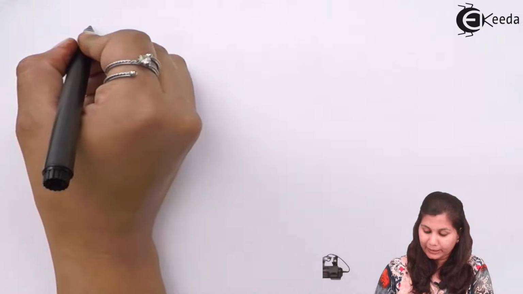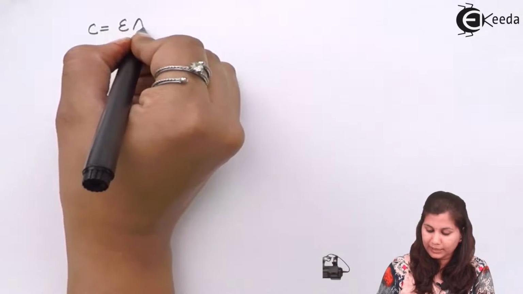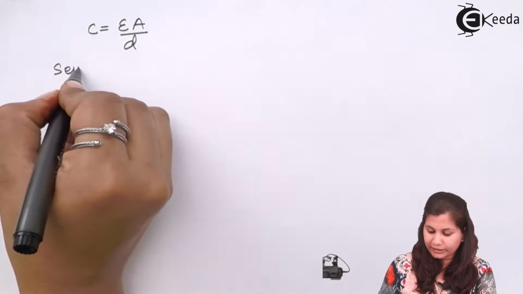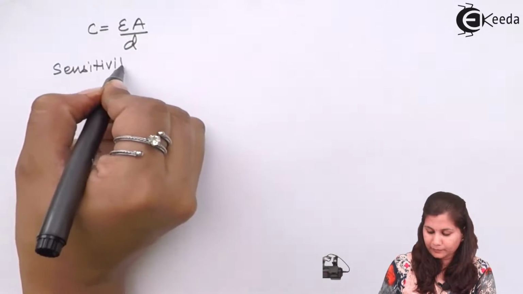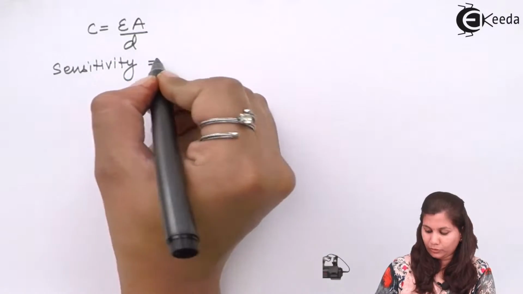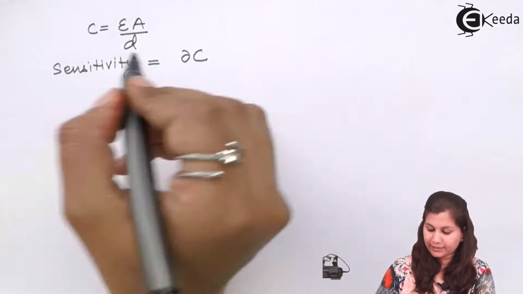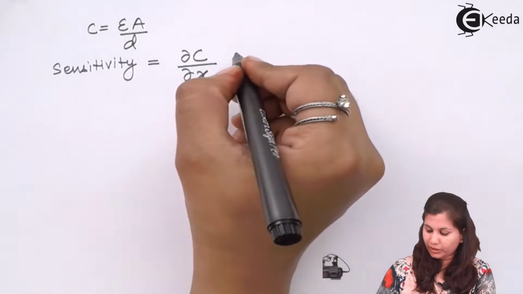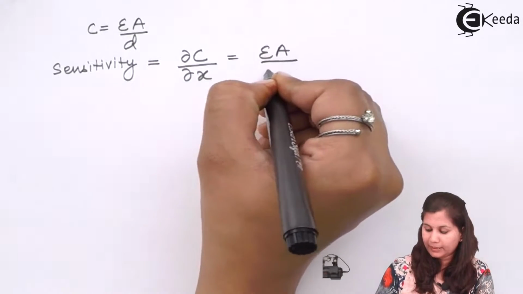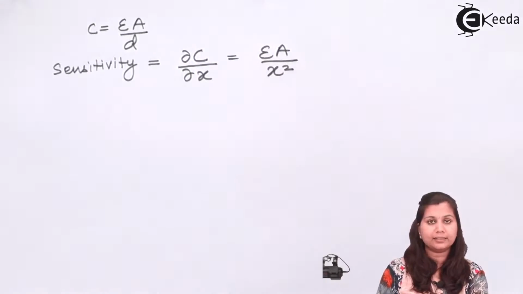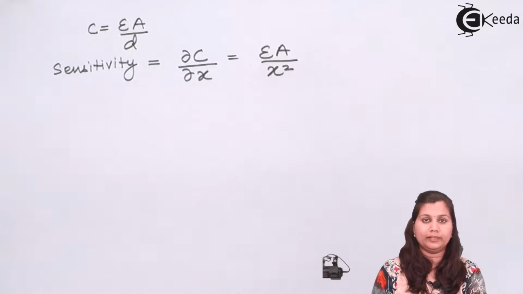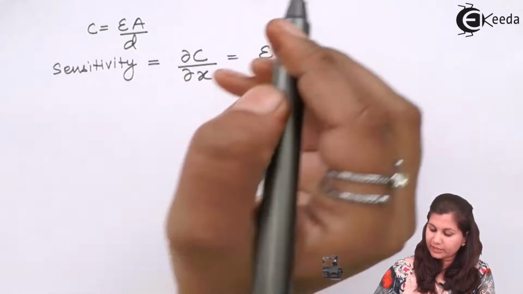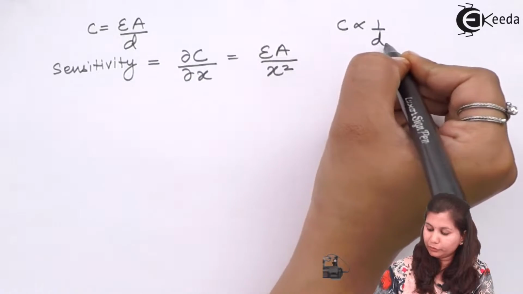So as we have defined the capacitance as C equals epsilon A by D, here if we see the sensitivity, where our output is the capacitance and input is the distance between the two plates, it will be epsilon A by X squared. X is the displacement which we have applied on the moving plate, because we are changing the distance here, and capacitance is inversely proportional to the distance.